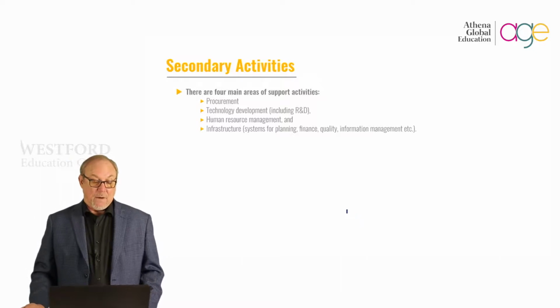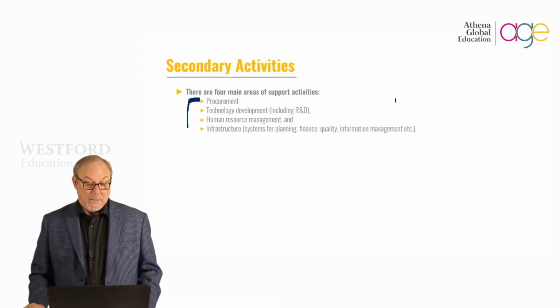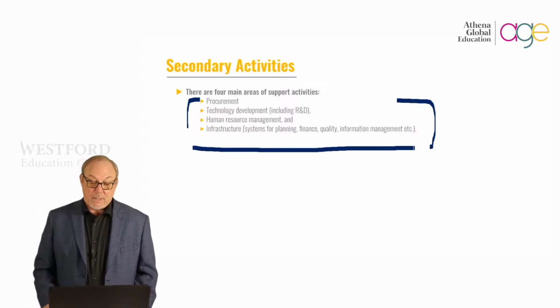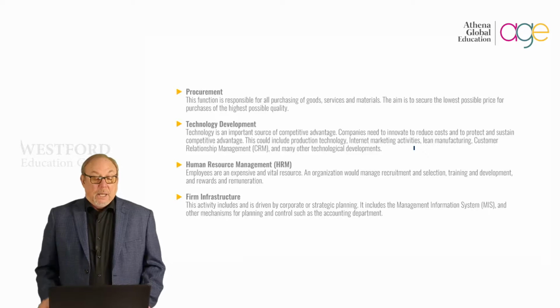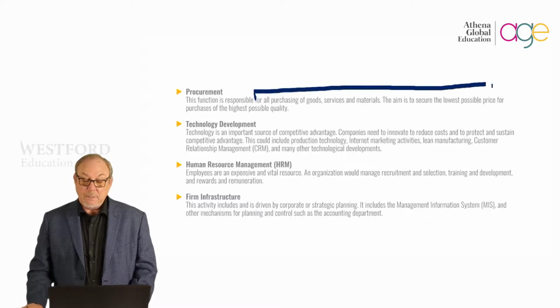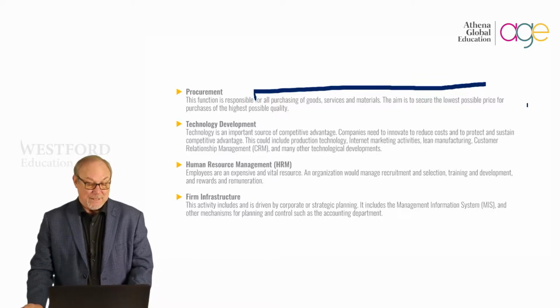Secondary activities. There are four main areas of support activities. And remember, we saw those in that first slide. Procurement, technology development, including R&D, human resource management, and infrastructure, systems for planning, finance, quality, information management, etc. Procurement. What does procurement mean? It is responsible for the purchasing of all goods and services and materials. The aim is to secure the lowest possible price for purchases of the highest possible quality.